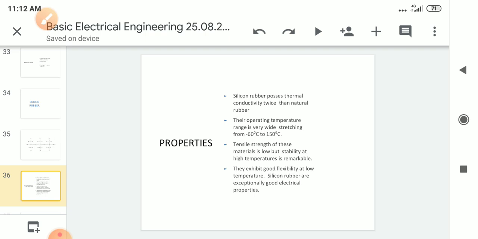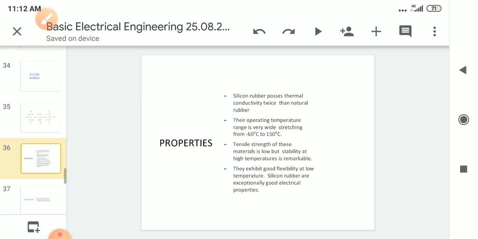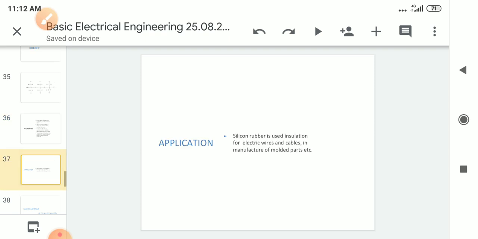They exhibit good flexibility, by observing this. This is an important point: good flexibility at low temperature. So silicon rubber is used as insulation for electric wires and cables, and in the manufacture of molded parts.